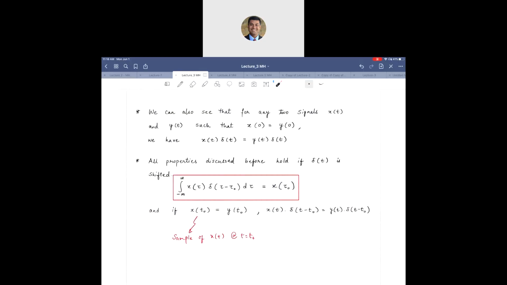All right, let's go a little bit deeper here. We can also see that for any two signals, x of t and y of t, if x of 0 is equal to y of 0, which means that evaluating the function x at time 0 is the same as evaluating y at time 0, then, even though at other times they might be different, we can say that x of t multiplied by delta of t, the continuous time signal multiplied by the impulse function, is the same as y of t multiplied by delta of t.